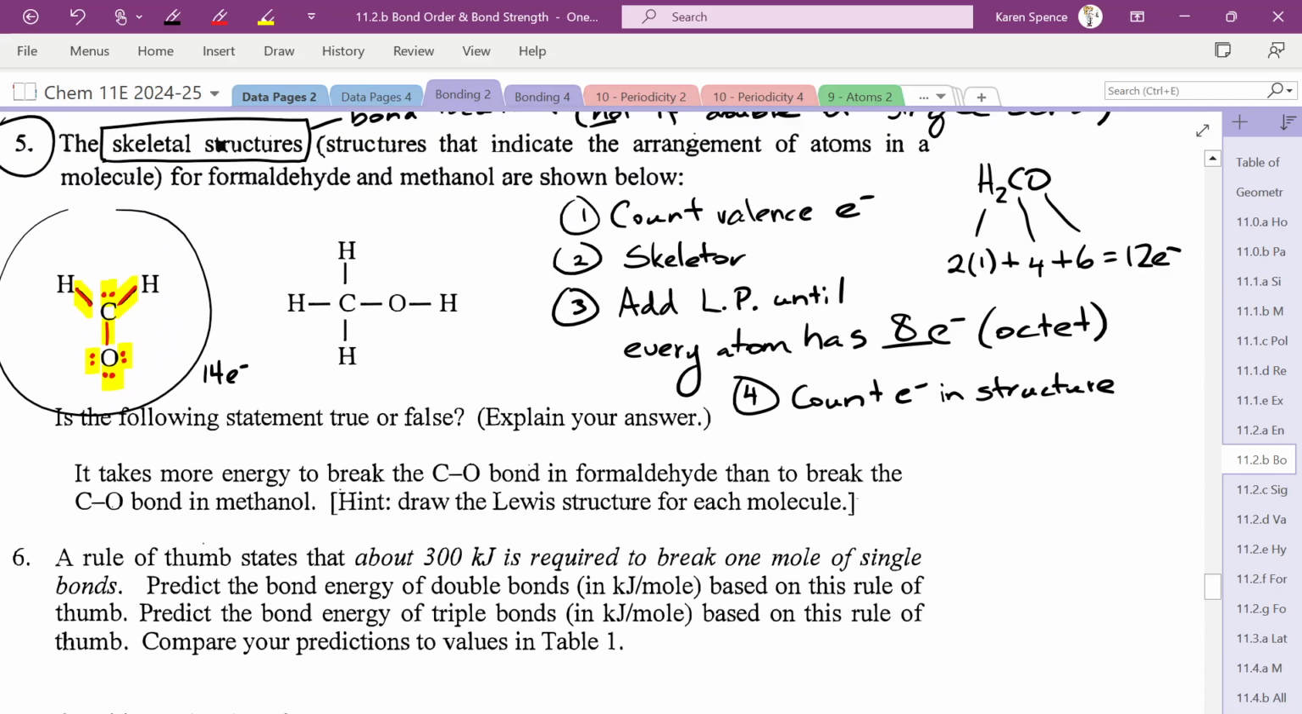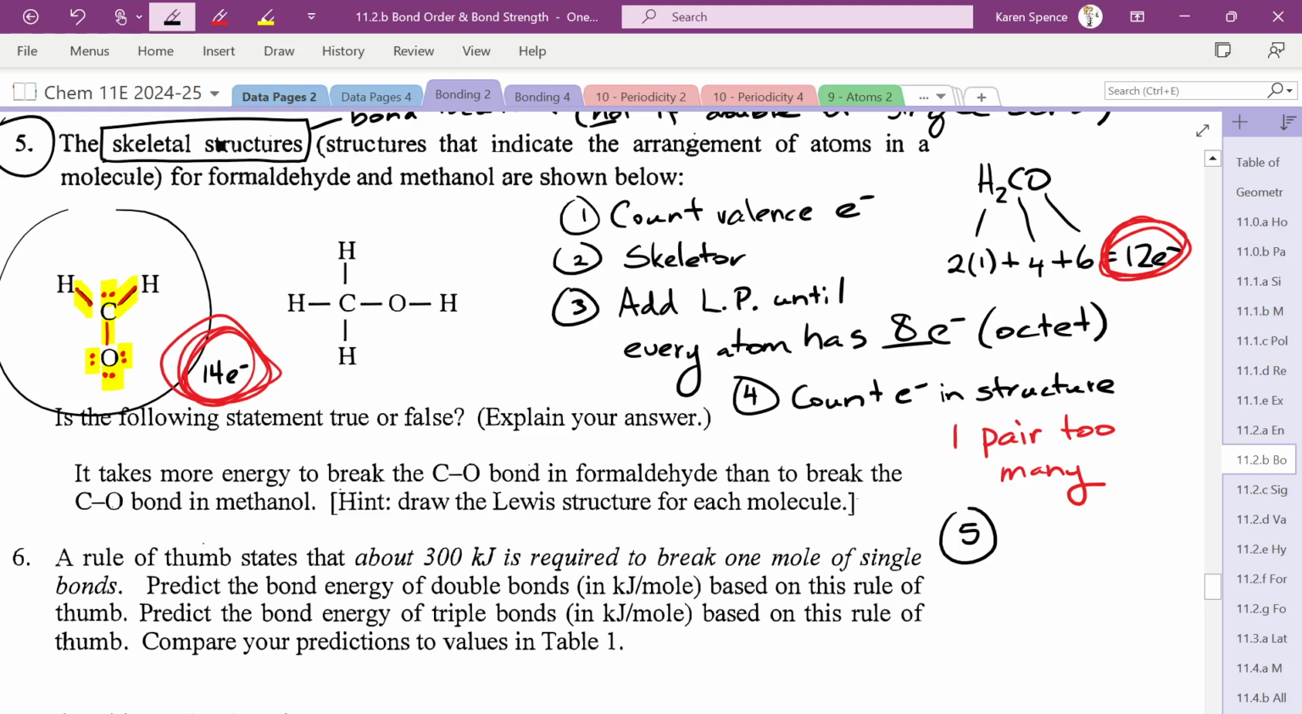What do we do with that number? We check it. We take that 14 electrons and we compare it to our 12 electrons. And we say we have 1 pair too many.